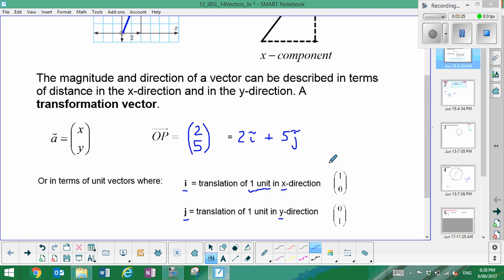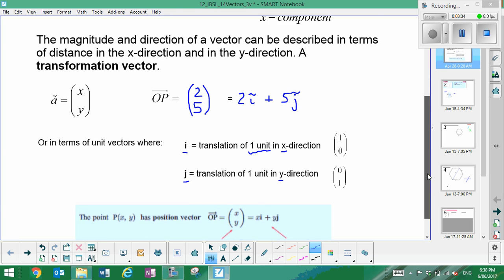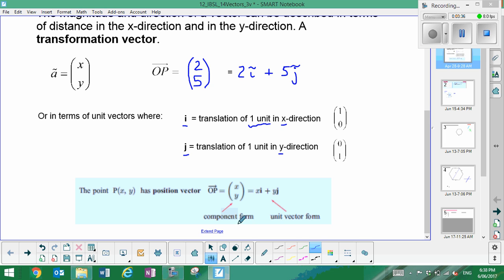It's a bit like having units, centimeters or meters. So i means moving 1 unit in the X direction, j is 1 unit in the Y direction. So these are called the component form, where we write it like those transformation vectors we looked at earlier, or unit vector form. So two different ways we can write them, and sometimes it's easier to write them in that form, sometimes it's easier to write them in this form. You need to be able to recognize both and operate in both ways.